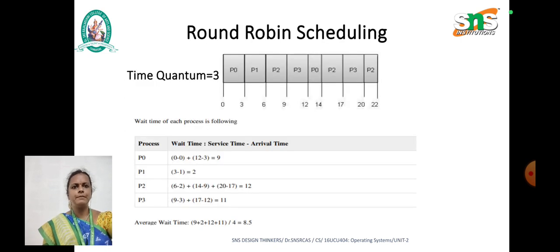This is an example for round robin where we are given 4 processes: P0, P1, P2 and P3. The time quantum is 3. The wait time for each process is as follows: 0 minus 0, that is 0; 12 minus 3, that is 9; 3 minus 1, that is 2; 6 minus 2; 14 minus 9; 20 minus 7, that is 12; and for P3 it is 11. So the average waiting time is 8.5 milliseconds.